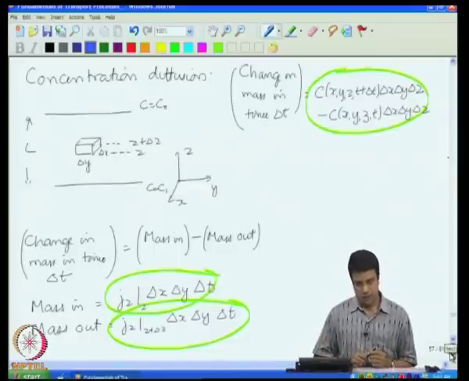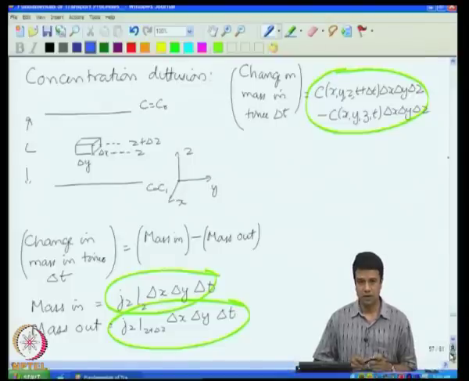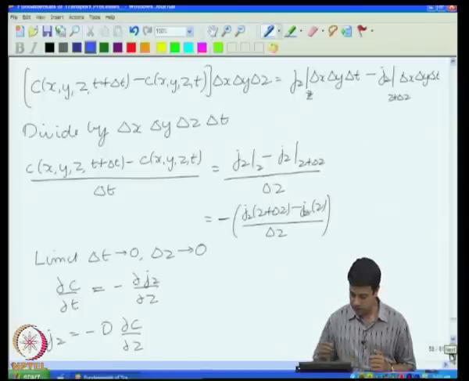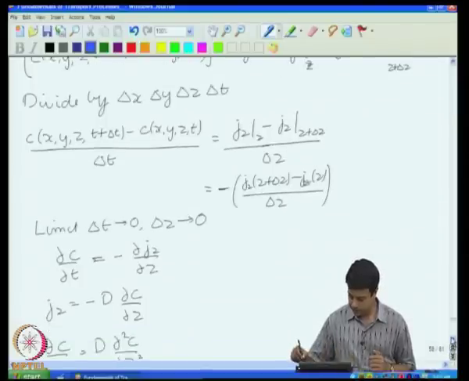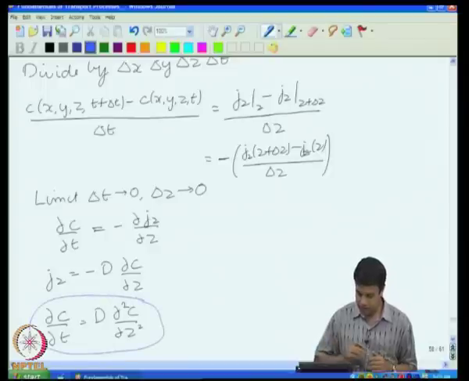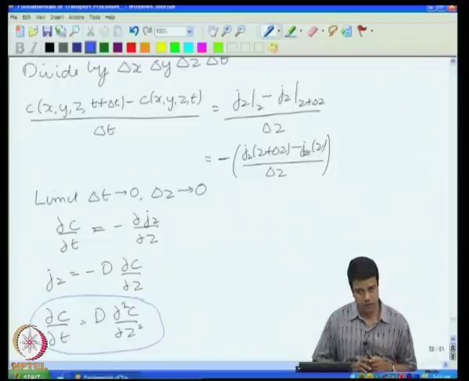We did exactly the same thing for mass. Instead of T, we have c, the concentration. Instead of alpha, we have D, the diffusion coefficient, and you get the exact same equation, except that concentration is substituted for temperature, and the mass diffusion coefficient is substituted for the thermal diffusion coefficient.